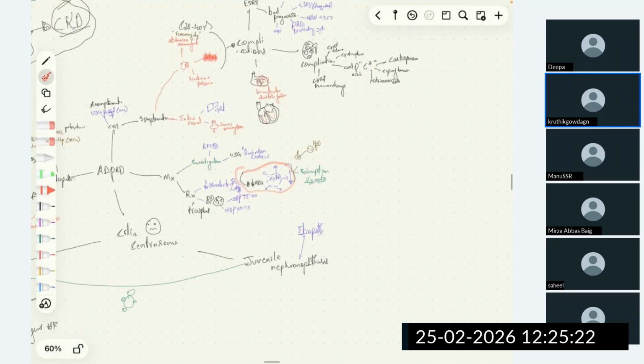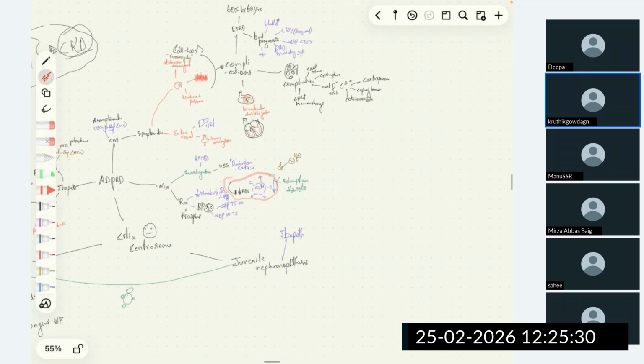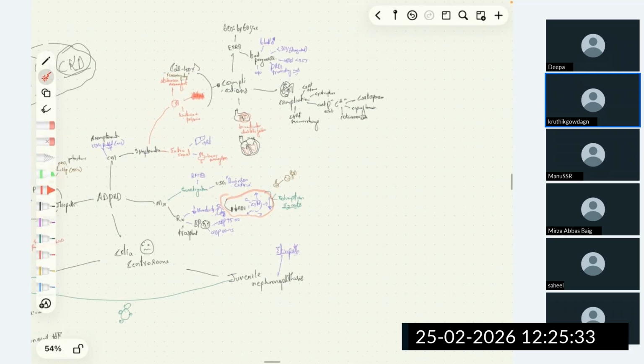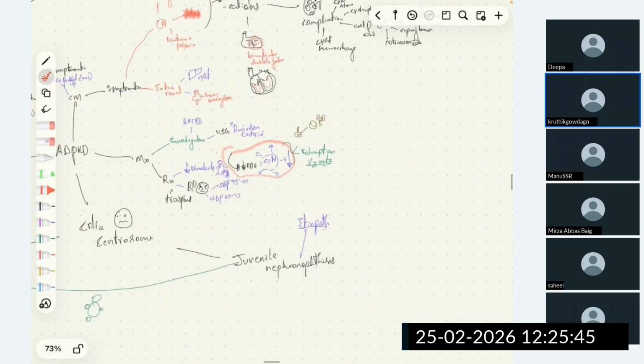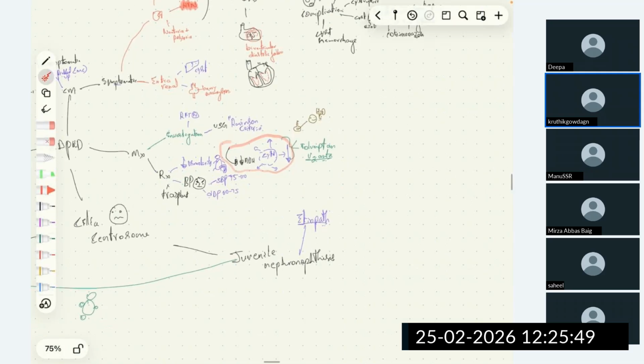Now, what are the investigation findings in ADPKD? If you do RFT, renal function test, it will be normal in most of the patients until and unless they have developed end-stage renal disease. On USG, you can see cysts. We have criteria called Ravine's criteria. We can only mention the name of the criteria and proceed with our answer. Under treatment, the very important one is reducing the osmolarity of urine.